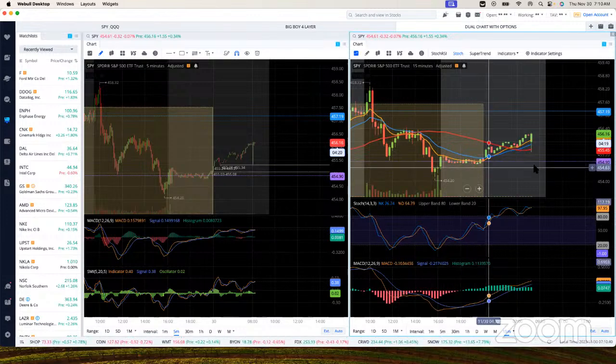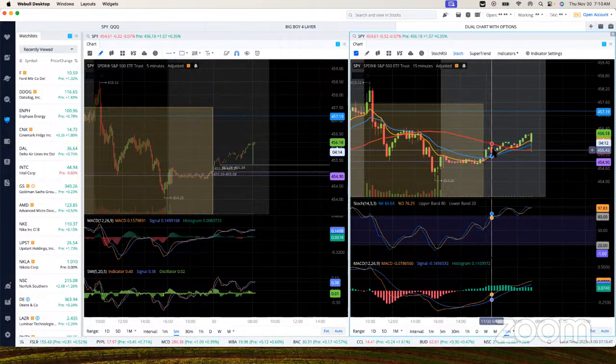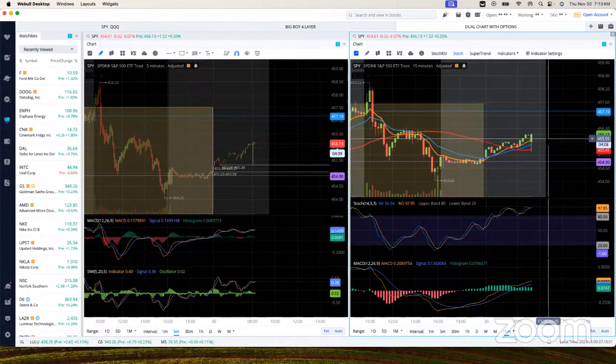If we start to sink below here, we can also play the movement from here to here. If we start to lose this movement that we have here, we can play the movement here, because this is still a pretty decent movement, right? This is 456 to 454. That's a $2 movement on SPY.